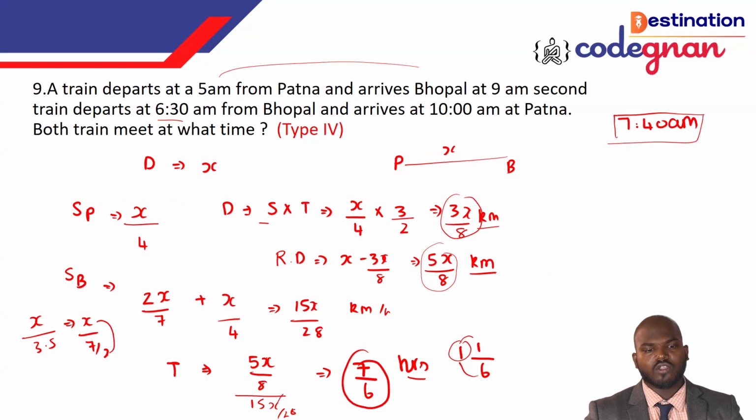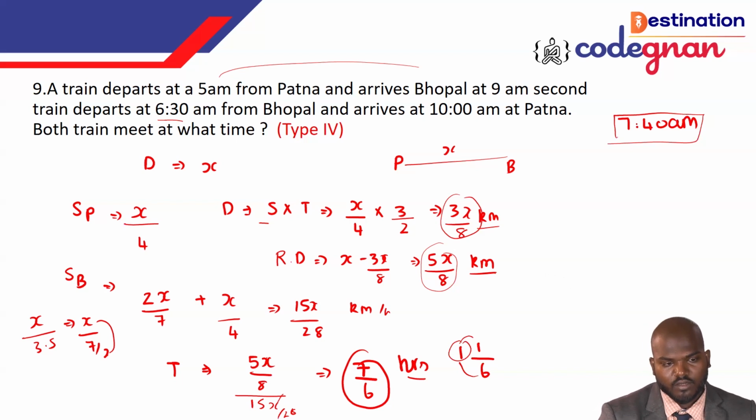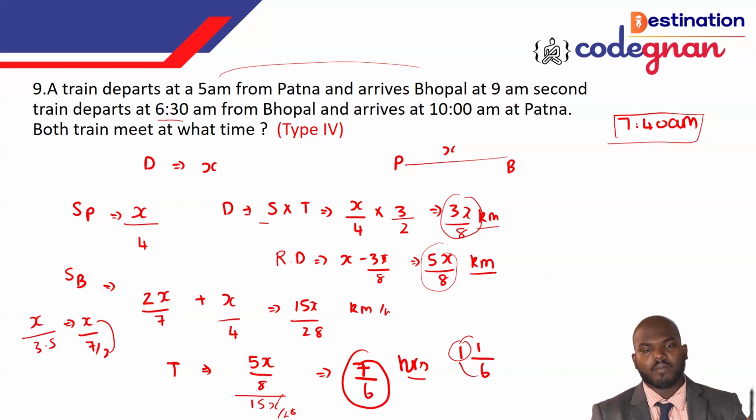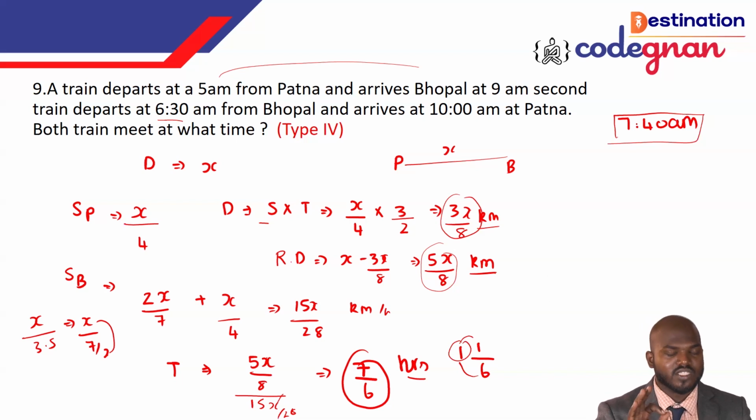I will say the question once again if you're having doubts, because many people can't understand how to take the value, and you want to be very clear about it. A train starts at 5 a.m. from Patna and arrives at Bhopal at 9 a.m., so it took a 4 hour journey. The second train departs at 6:30 a.m. from Bhopal and arrives at 10 a.m. at Patna. At what time do both trains meet is the question they are asking here.